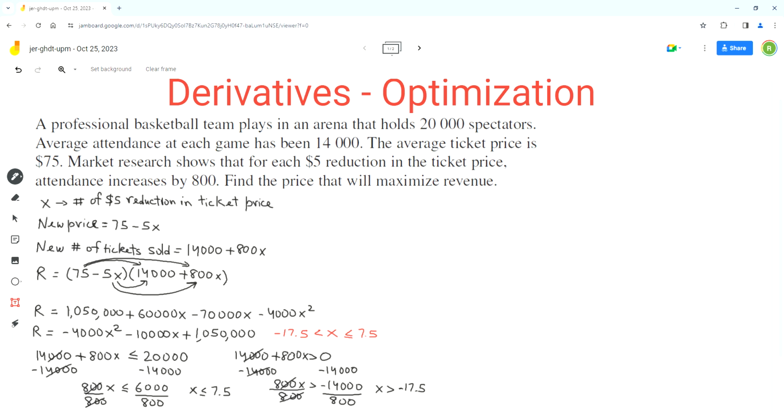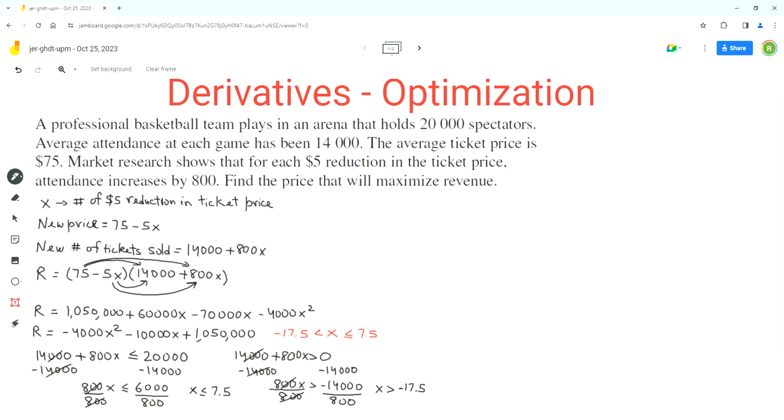Now we have to find the price that will maximize revenue. That means we have to find the x value at which this revenue function forms peaks, because peaks represent maximum revenue. And at those peak points, the slope of the tangent will be equal to 0 because the tangent will be horizontal. And if the slope of the tangent is equal to 0, that means the derivative is equal to 0.